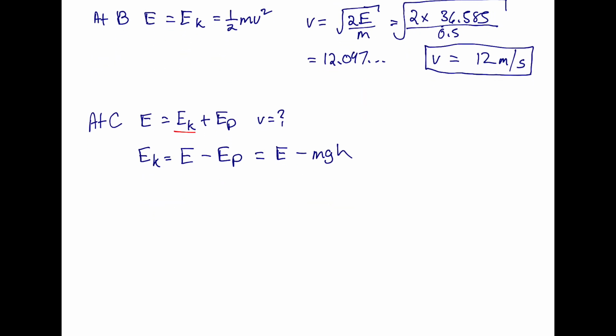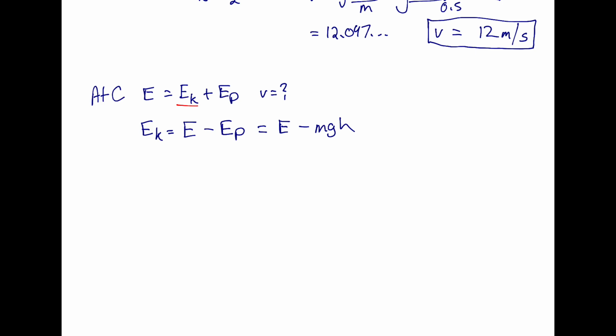Slide up so you guys can read. Some of you are looking around tall people's heads. Let's put this in here. Big E is the 36,585, the total energy of our system, minus the mass, 0.5 times 9.81, times the height, in this case, now 4.0. So now we have this math to do.